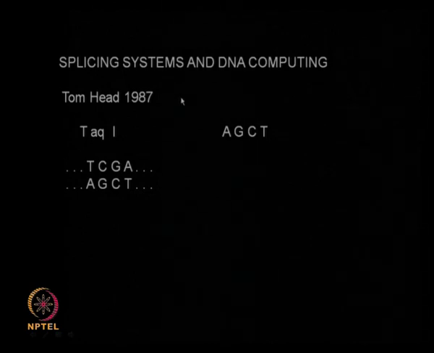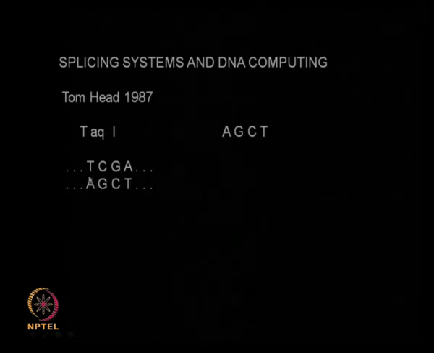New models of generating languages have been defined, like splicing systems, sticker systems and so on. So, what is a DNA? DNA is double stranded, it has a helical structure. This was found by Watson and Crick, for which they were awarded the Nobel Prize.